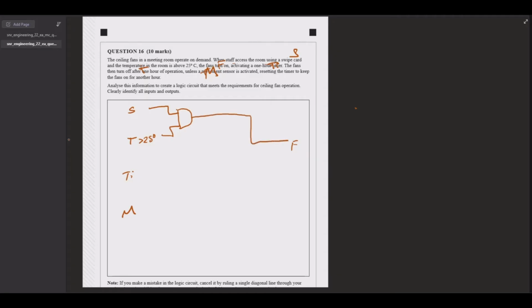So let's draw that. When we've got both of these, we turn on the fans, then turn off after 1 hour of operation. So we want an AND gate here. If the timer is on and still running, but if it's off, we don't want it to activate, so that'll work.